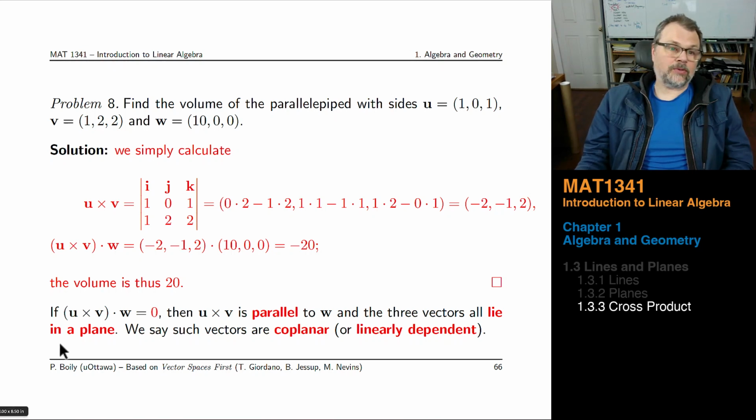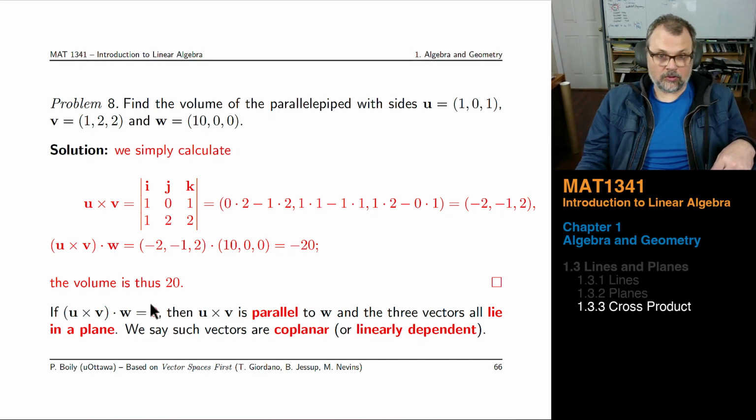If it turns out that U cross V dot W is actually 0, what it's telling you is that U cross V is parallel to W, and so that the three vectors all actually lie in the same plane. You would say of these vectors that they are coplanar. They are linearly dependent, and this is a notion that we will revisit and use a fair amount in the rest of the course.